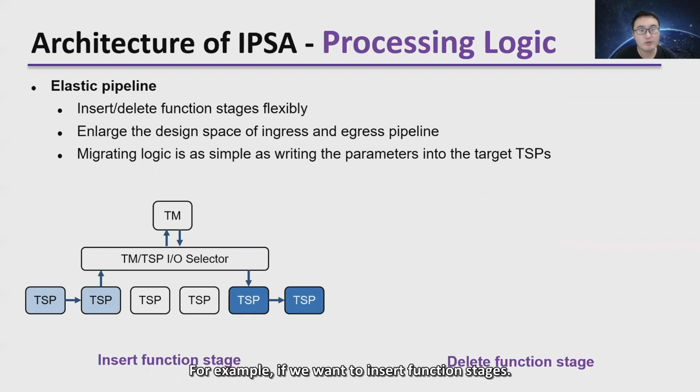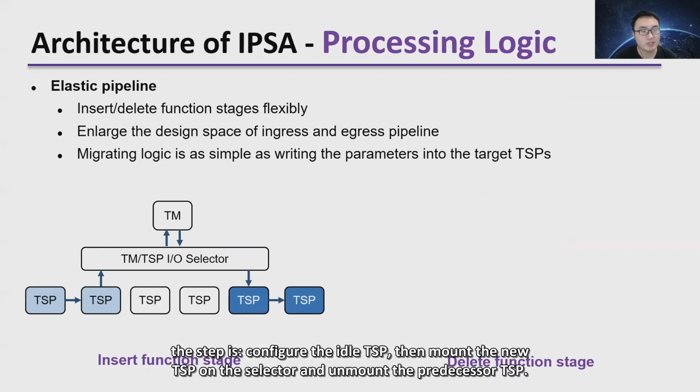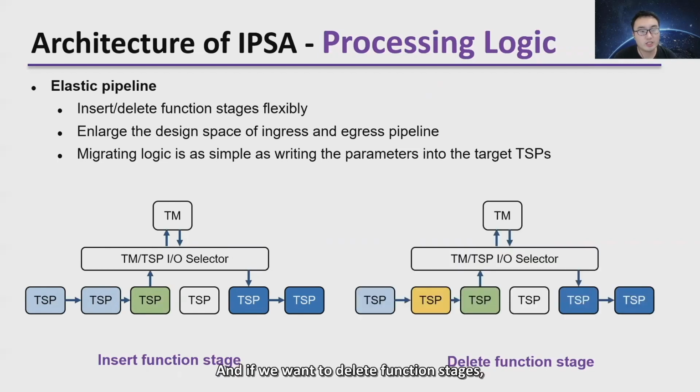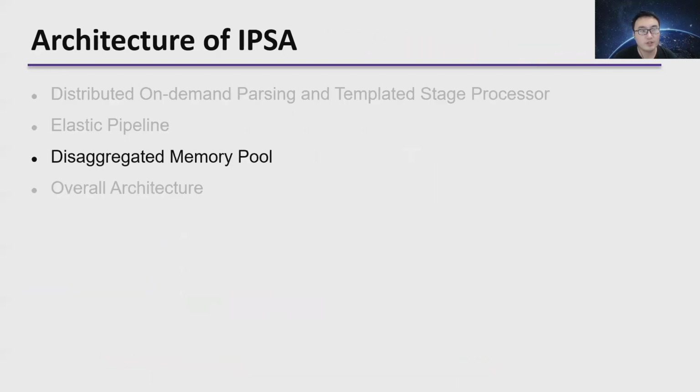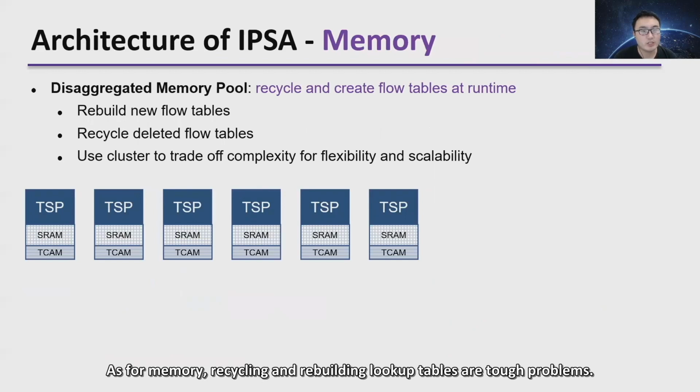For example, if we want to insert function stages, the step is to configure the idle TSP, then mount the new TSP on the selector and unmount the predecessor TSP. And if we want to delete function stages, migrate the successive TSP parameters forward and unmount idle TSPs. In this way, the range of ingress and egress stages is improved and thus enlarges the design space of ingress and egress pipeline.